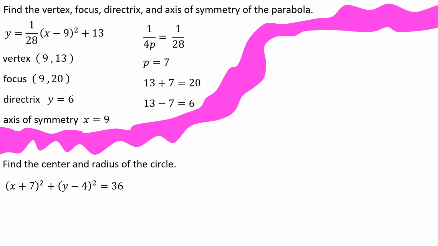Oh boy, circle. Can you find the center and the radius? I see a plus 7, so I've got to think negative 7. I see minus 4, so I got to think positive 4. Of course, the square root of 36 is 6. So the radius is going to be 6, right?